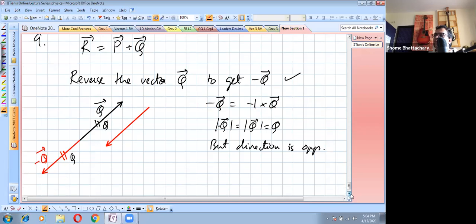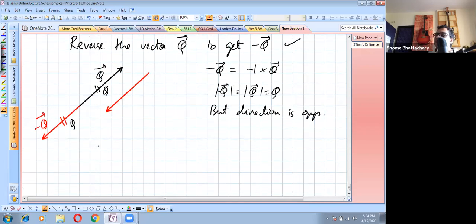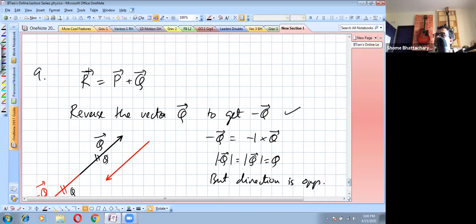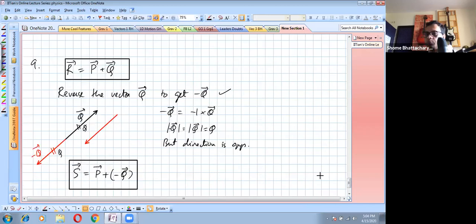Now coming back to the question, what it is saying is that the vector S is actually the sum of the vector P with the new vector minus Q, which I got by reversing this. So this is the meaning of the second line of the statement. Whereas the first line of the question meant this. Just take a moment to absorb this information.